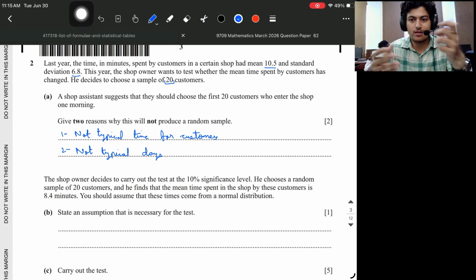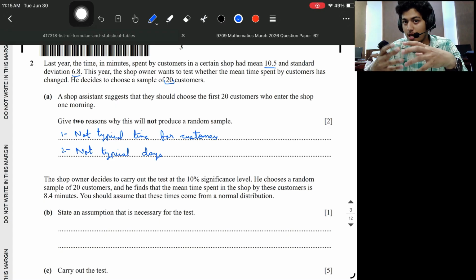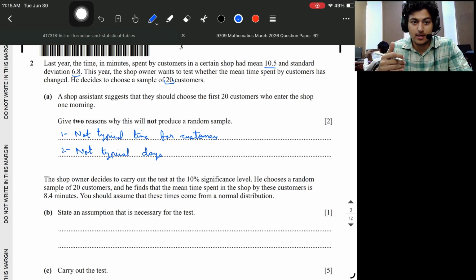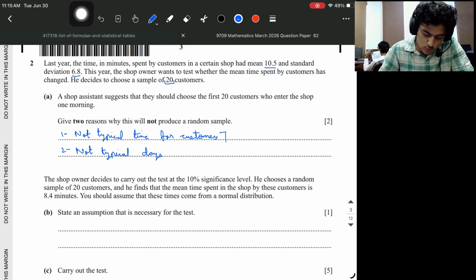One answer could have been that customers may arrive in pairs, or they could have arrived in groups, meaning they are not independent of each other, they are dependent upon each other entering. And you could also have written that there is bias in the data as well. But these two solutions will get you full marks for the question.